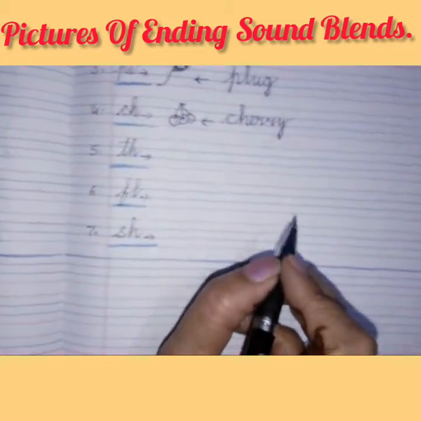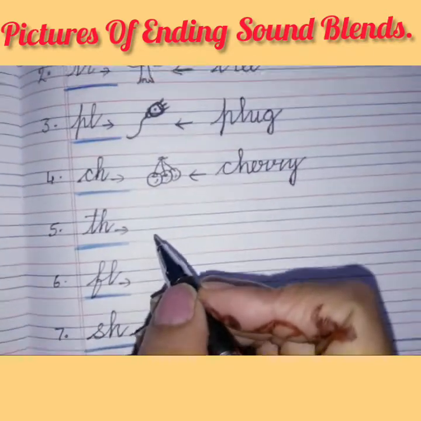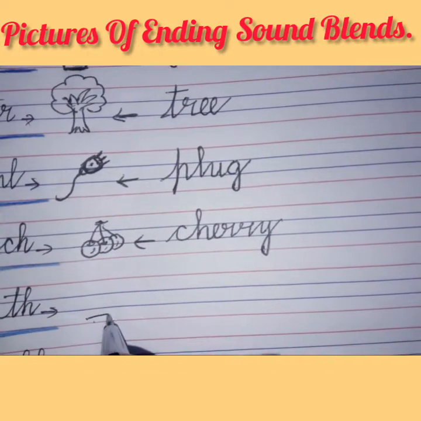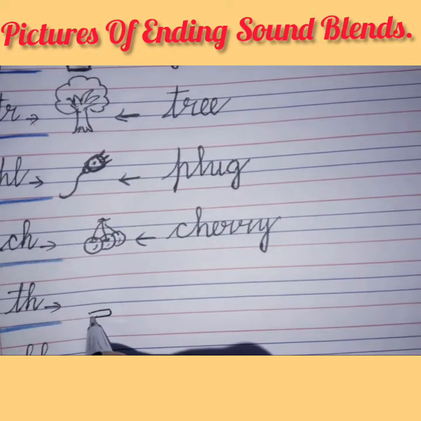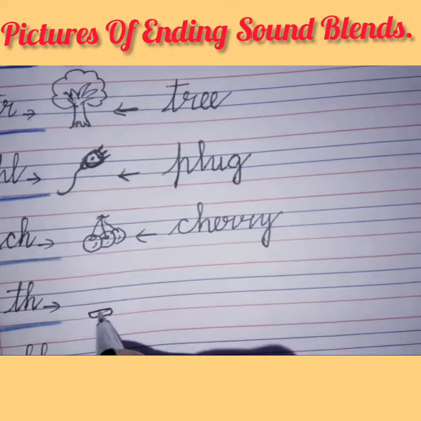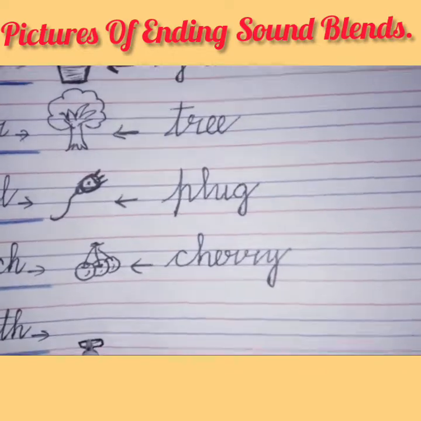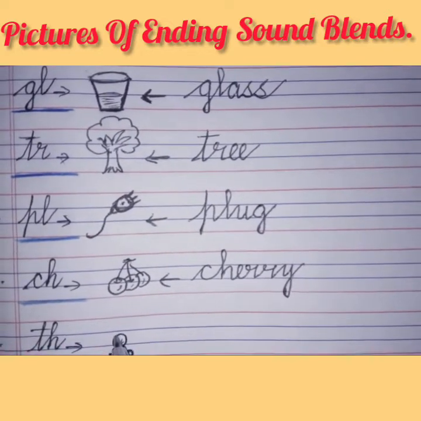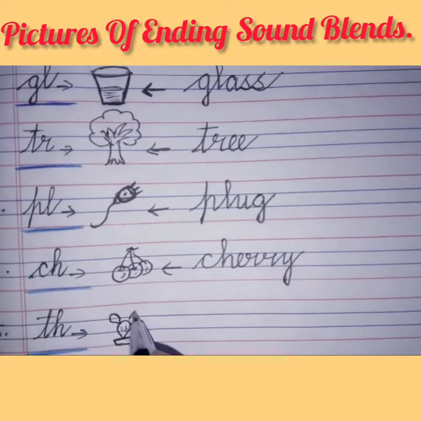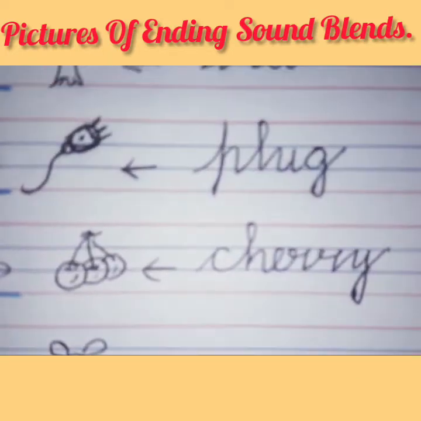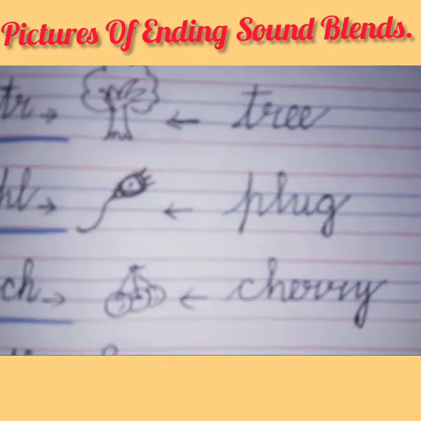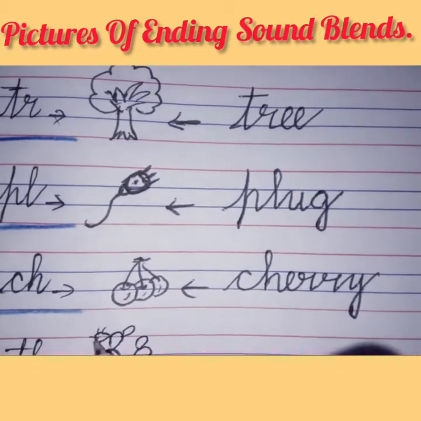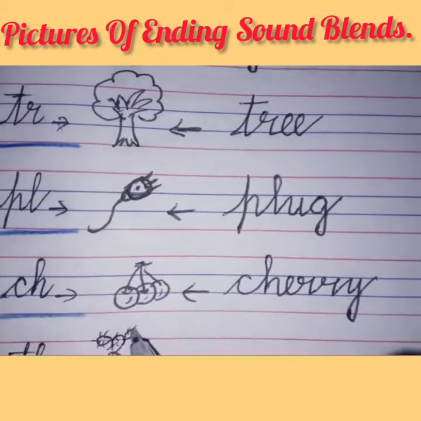Now, with TH, tha, I am going to draw thorns here. For showing thorns, firstly we will draw a cactus plant. Draw a pot here. Then I will draw a cactus plant like this, this, and in cactus you can see there are so many thorns.